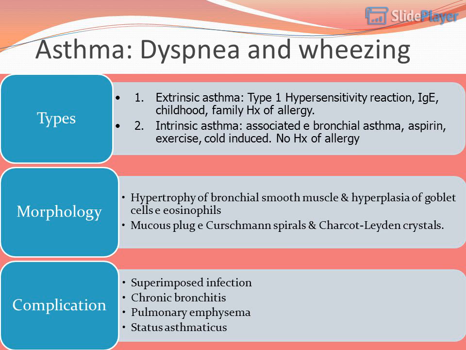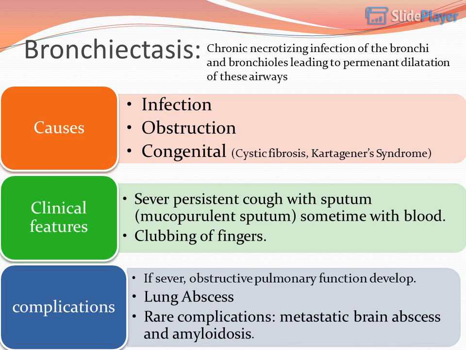Complications: superimposed infection, chronic bronchitis, pulmonary emphysema, status asthmaticus. Bronchiectasis: infection, obstruction. Chronic necrotizing infection of the bronchi and bronchioles leading to permanent dilatation of these airways. Causes: infection, obstruction, congenital, cystic fibrosis, Kartagener syndrome.